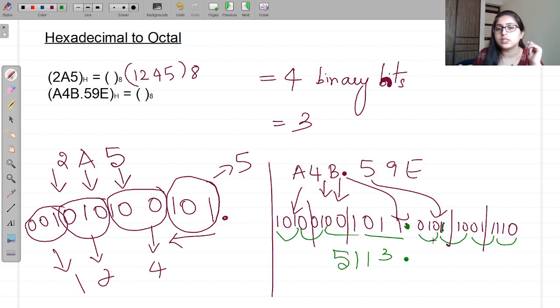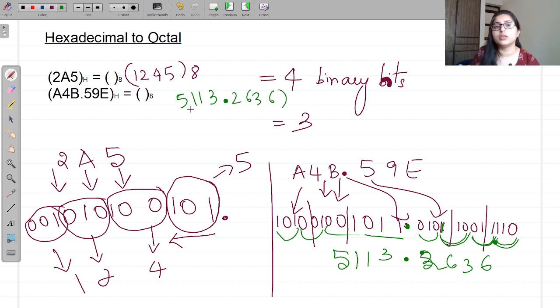Next we have 010, it is 2, 110 is 6, 011 is 3, 110 is 6. So now I can write it as 5113.2636 octal. Understood, right? First write the equivalent 4 binary digits, the equivalent binary of the hexadecimal, then group it into 3 bits. If you have the binary point, start grouping away from the binary point.